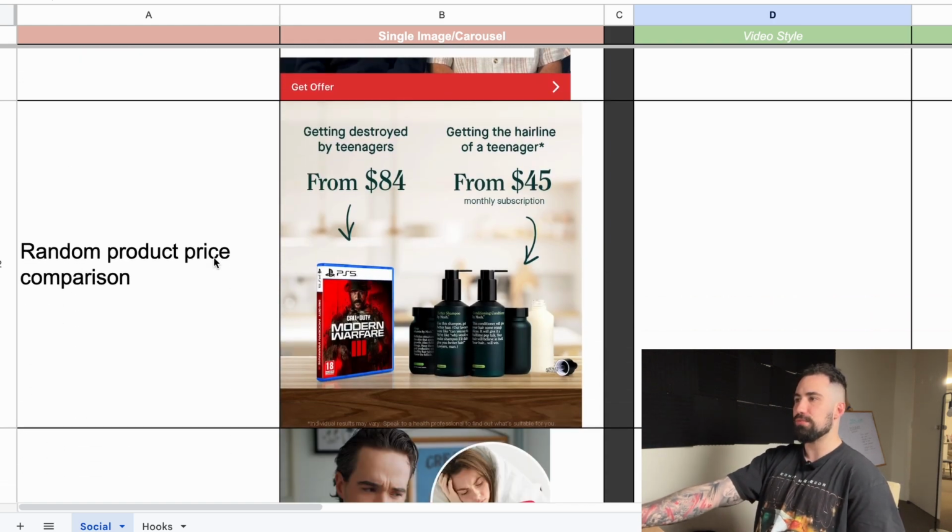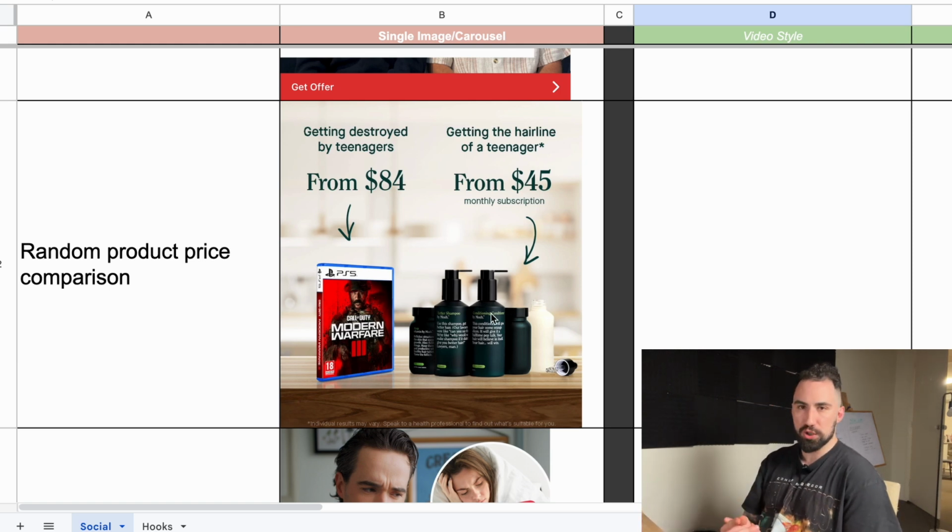Let's go down. We have random product price comparison. This is a good one, guys. They're comparing this skincare product to this game getting destroyed by teenagers, showing how cheap the product is compared to a random thing. I used to do that a lot, right?